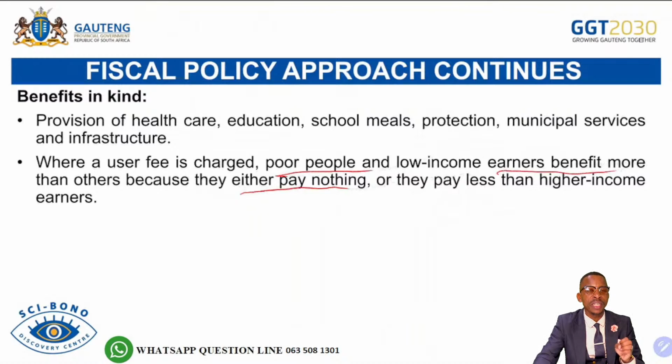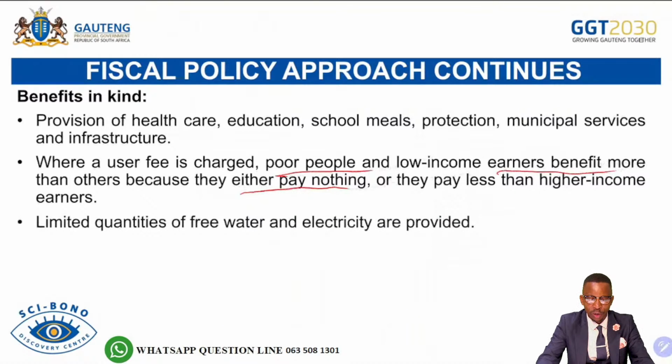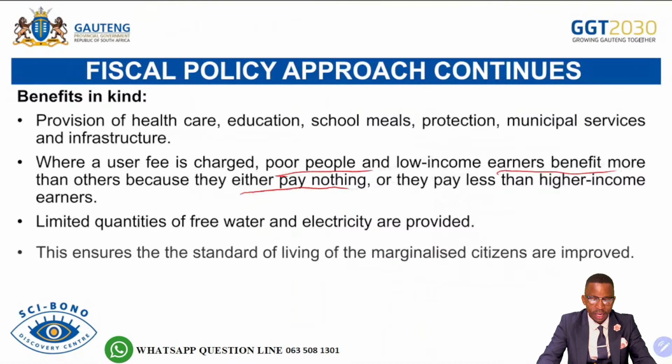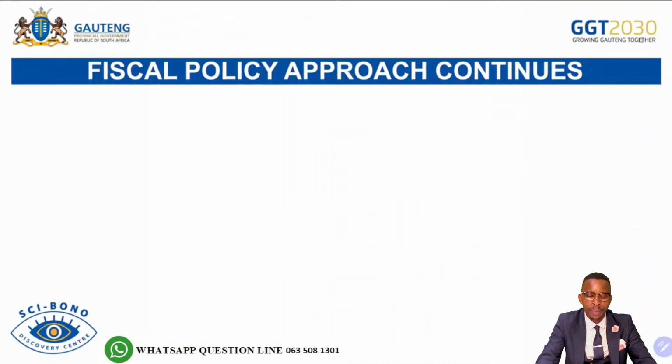because where there are user charges, they either pay nothing or they pay less compared to the people that are having more income. Limited quantities of free water and electricity are provided. Yes, the state intervened by also providing free or subsidized water, especially 5,000 liters per month in some communities. And also some are having subsidized electricity on a monthly basis as they purchase at the end of the month. This ensures the standard of living of the marginalized people is well improved, which is linked to economic development.